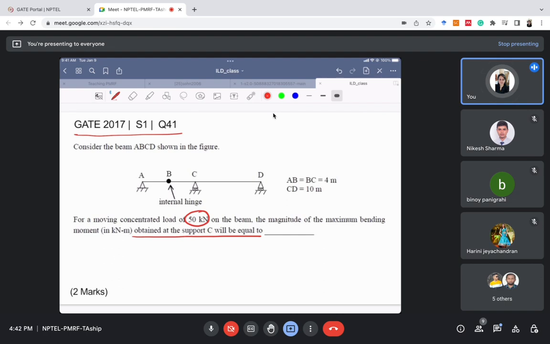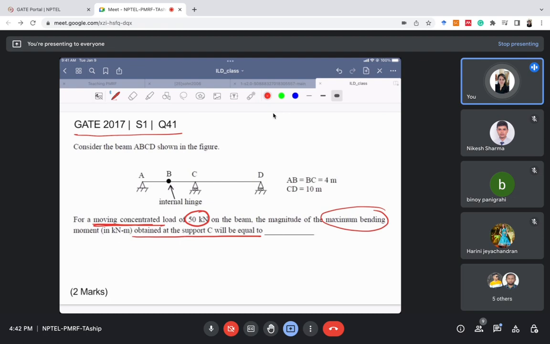So here in this case, how do we know that we have to make an influence line diagram? Because nothing is written that make an ILD or determine the ILD. We will get to know by seeing this term, moving concentrated load. Whenever there is a moving concentrated load and we need to determine the value of either maximum bending moment, shear force, reaction, anything, it means that we have to draw the ILD at that point. I hope it is clear. Whenever we see a question of moving concentrated load or moving uniformly distributed load or any moving load, then we have to draw the ILD in that case.